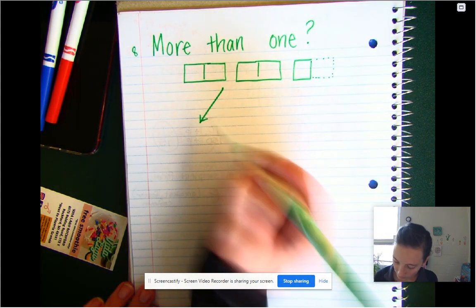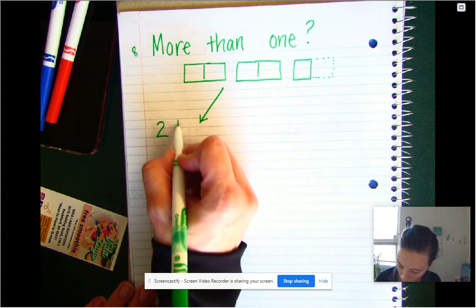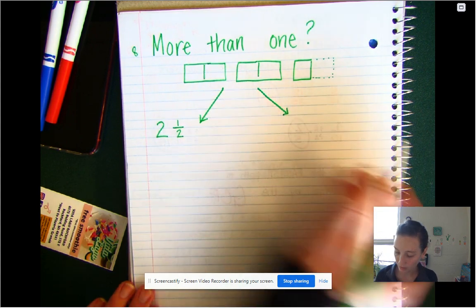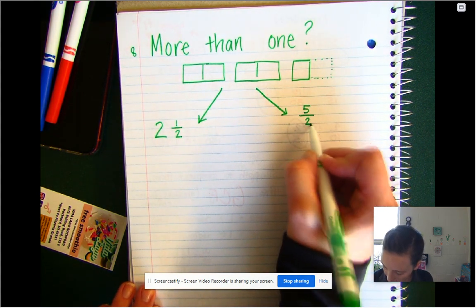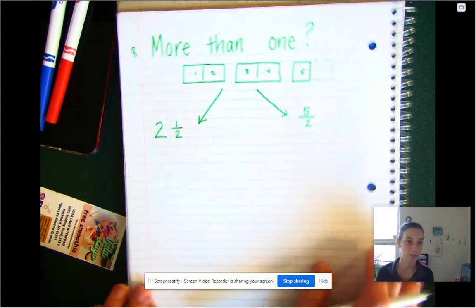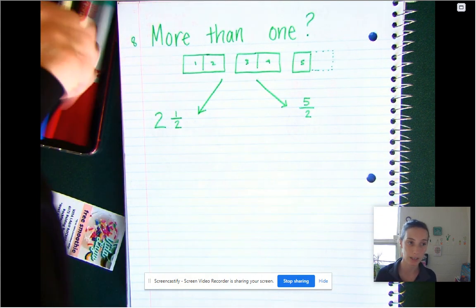One way is to say I have 2 wholes and I have 1 half. Another way is to say I have 5 halves. 1, 2, 3, 4, 5 halves. They're both correct. They just have different names for what it is.